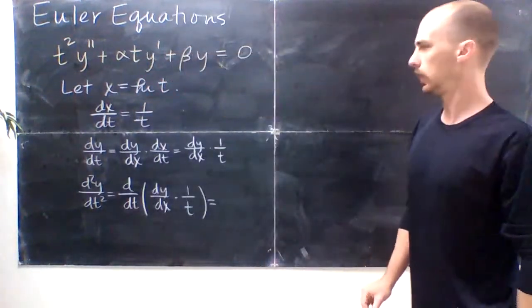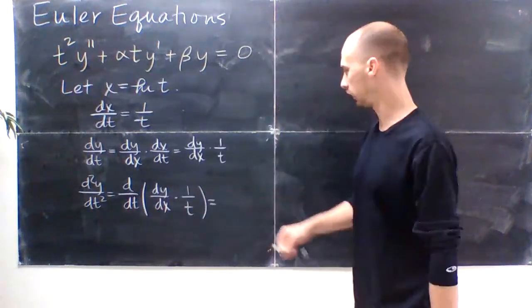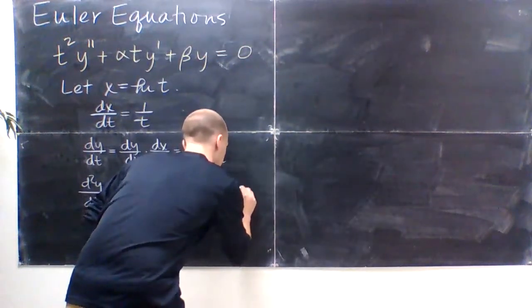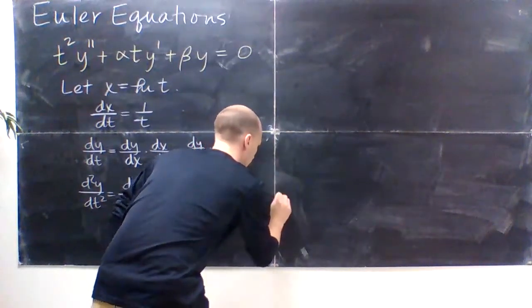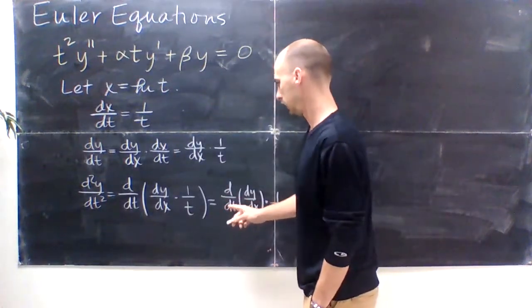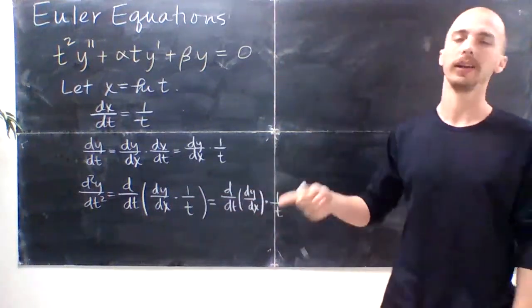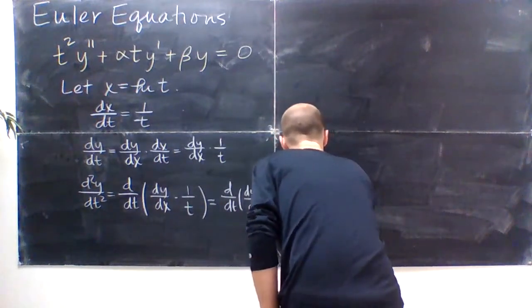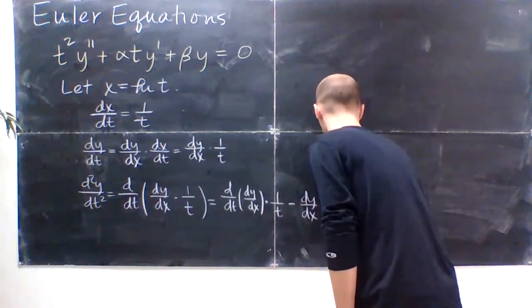So first I'm going to take the derivative of dy dx, and I'm going to leave 1 over t the same, times 1 over t. And then I'm going to add in, leaving dy dx the same, the derivative of 1 over t. Well, that's t to the negative 1. Its derivative is negative t to the negative 2. So I'll have minus dy dx times 1 over t squared.